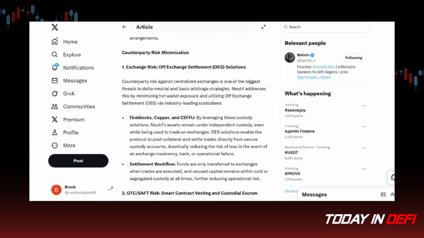Neutrl mitigates this through OES, the off-exchange settlement solution. Even though Neutrl is trading on centralized exchanges, the collateral backing each perp position is held in OES, with Fireblocks, Copper, and SafeFood. Neutrl's collateral is never deposited directly on the centralized exchanges. This is how they mitigate exchange risk.